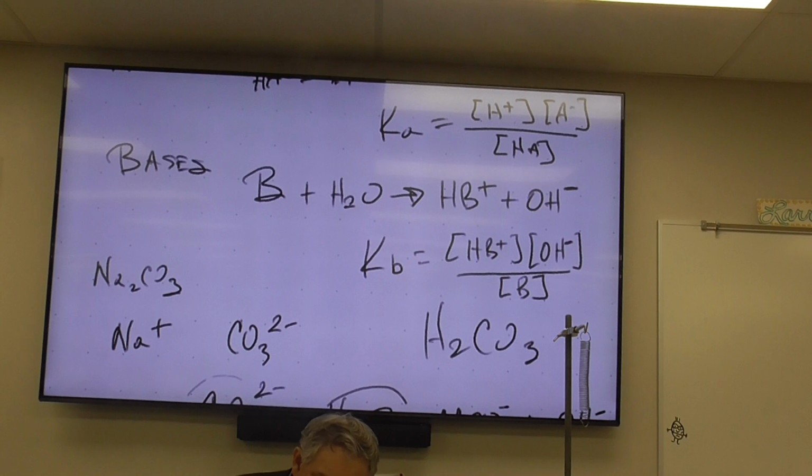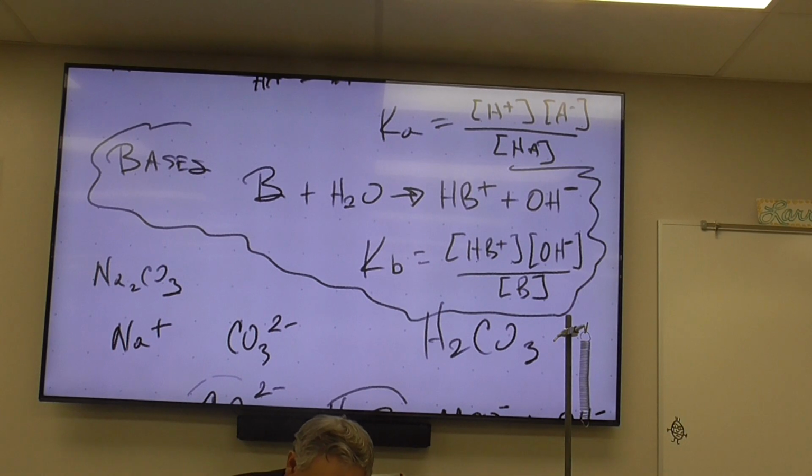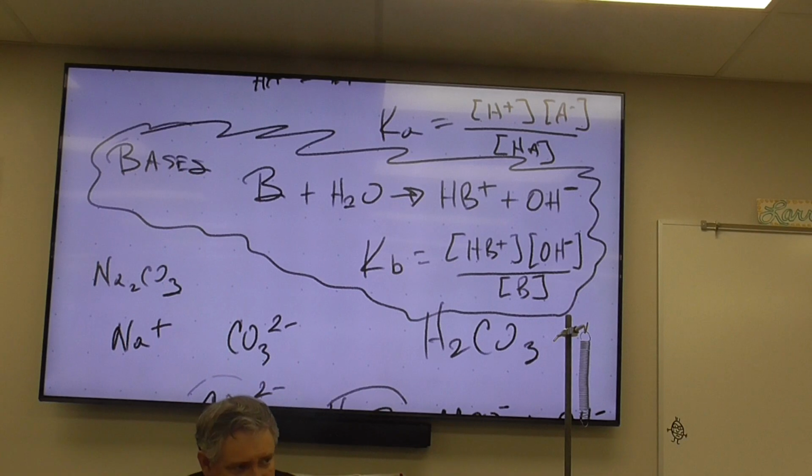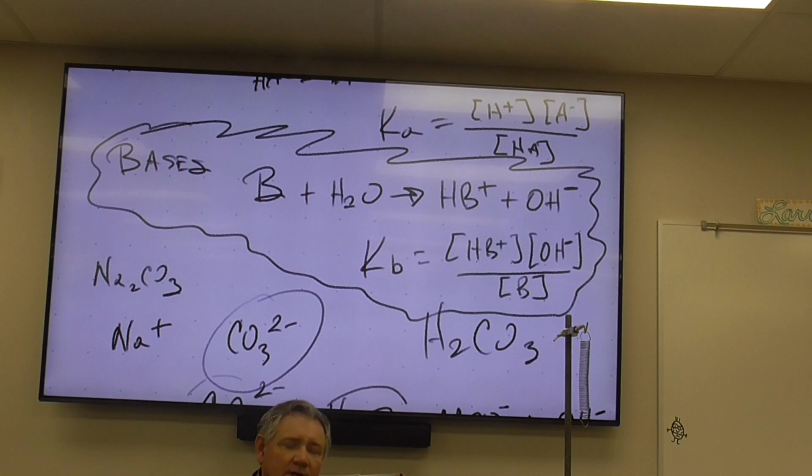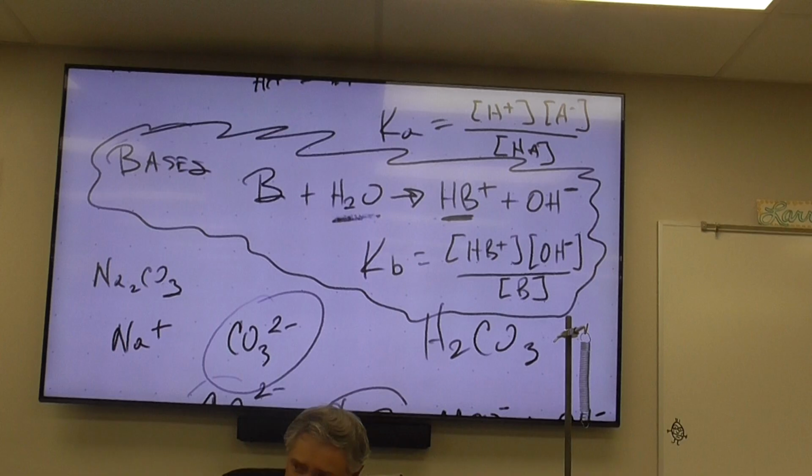So when you deal with bases, this is how this is going to be written. So you have the base, and in this situation the base was CO3 minus. It might be neutral, it might have a negative charge, it's just going to be a base, okay? The main point being that that's going to react with water, and you're going to form an acid, so this is going to be your conjugate acid, and then you're going to form a conjugate base.